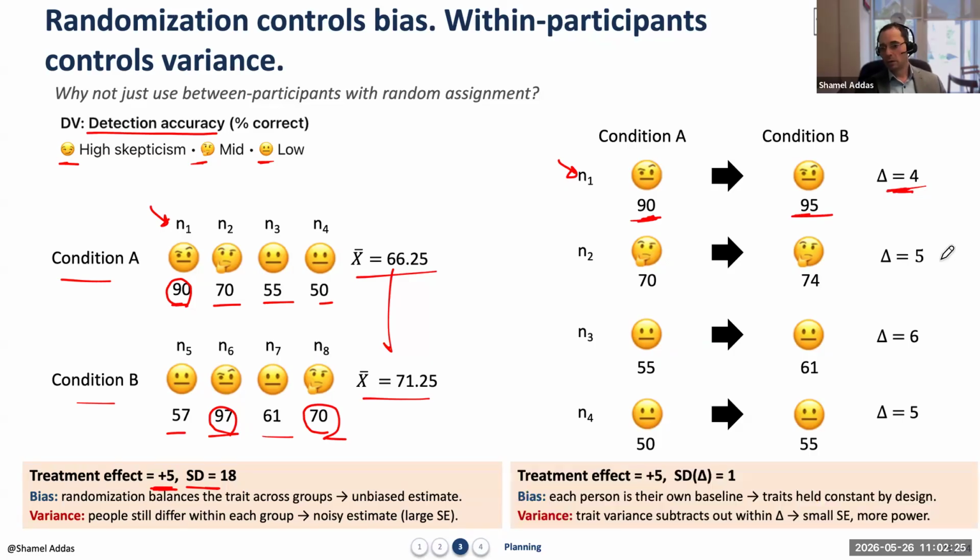So what are we doing here? Each person becomes their own control so that we are basically reducing the noise substantially. Okay. So notice here that the treatment effect is still around 5 if we take an average here. But now the standard deviation is much lower because we're allowing each person to act as their own control. So this gives you a smaller standard error in the sample. It gives you more power to detect the effects as well.